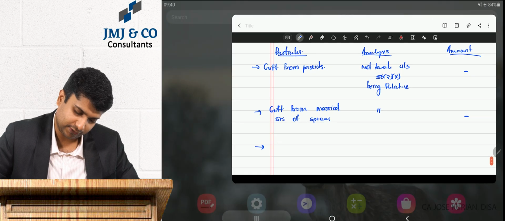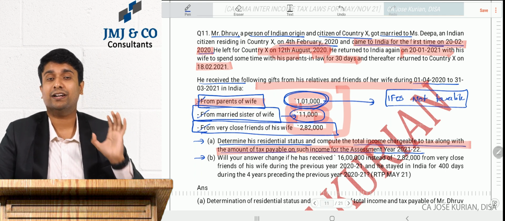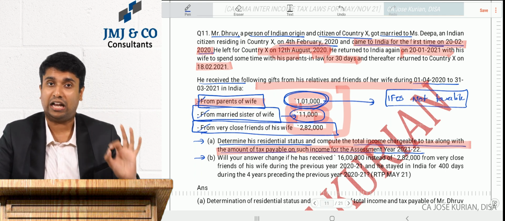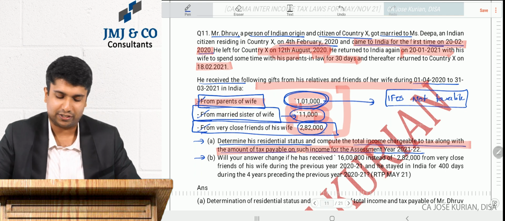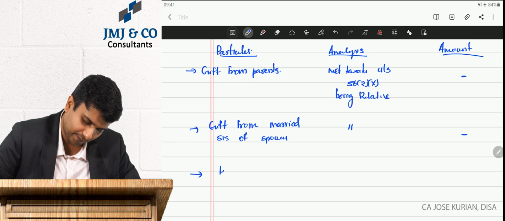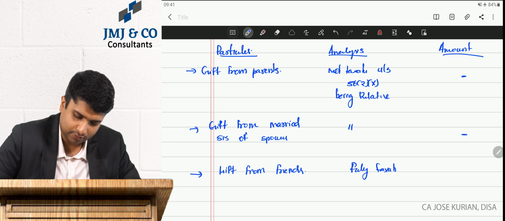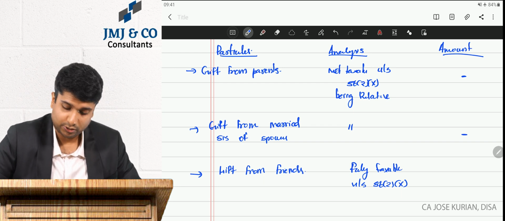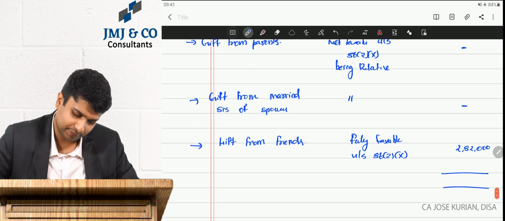And finally you got gifts from your very close friends. Definitely if you got a gift from your friends, it will be taxable under 56 subsection 2 clause 10 if the aggregate value of gift received in a particular financial year is more than 50,000. Here the amount of gift which you have received is 2,82,000, and hence it will be fully taxable. So gift from friends, fully taxable under section 56 subsection 2 clause 10, and the amount is 2,82,000.